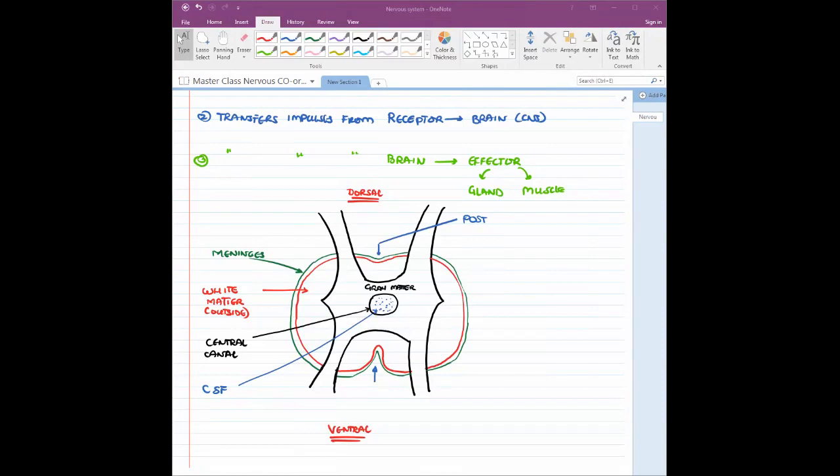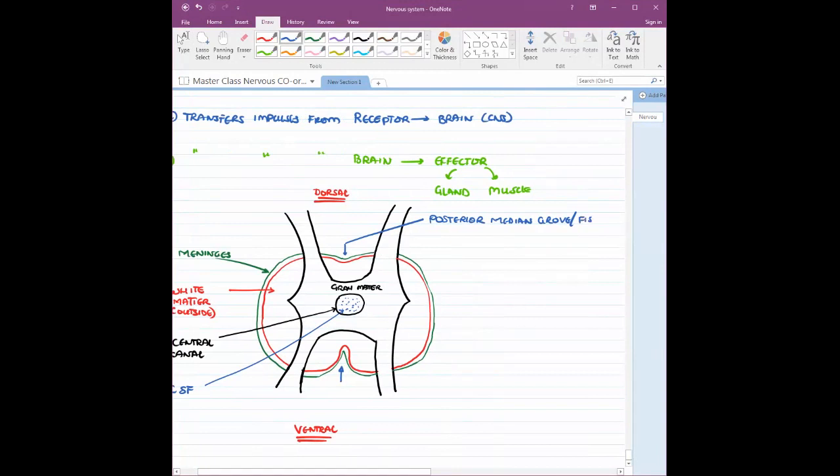Now guys, see this one which is on the back side, we call this the posterior median groove, or you can also call this a fissure, posterior median fissure. One thing that is very important, guys, is that this fissure is going to be shallow. Now, let's go to the ventral side. If this is the posterior median groove, then this is going to be your anterior median groove, or anterior median fissure.